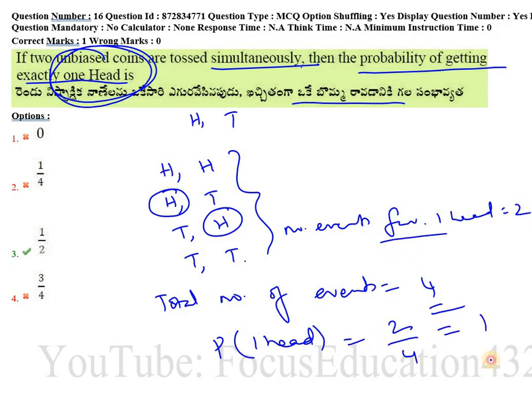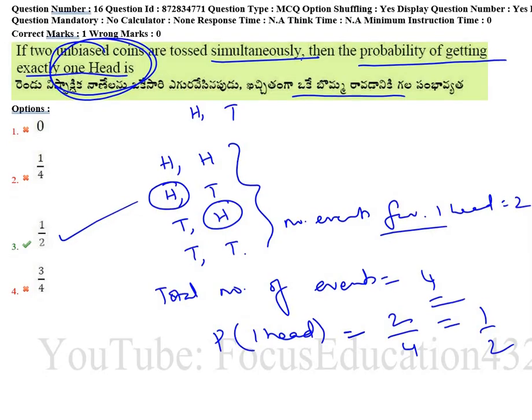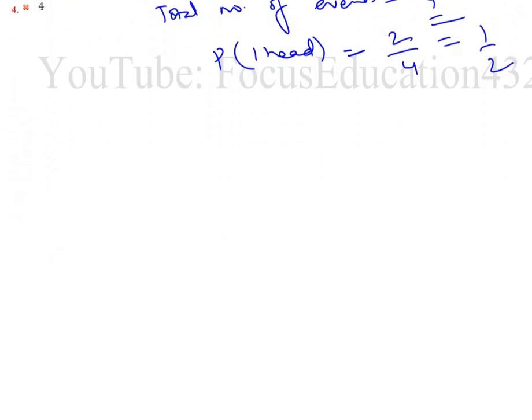2 by 4. 2 by 4 means what? 1 by 2. So if some other question is asked, what is the chances of getting two heads? What is the chances of getting two tails? Then you should be able to do it from this question very easily. Now we move to the next question.